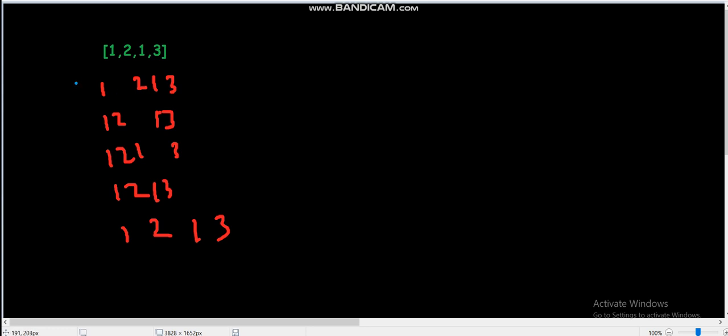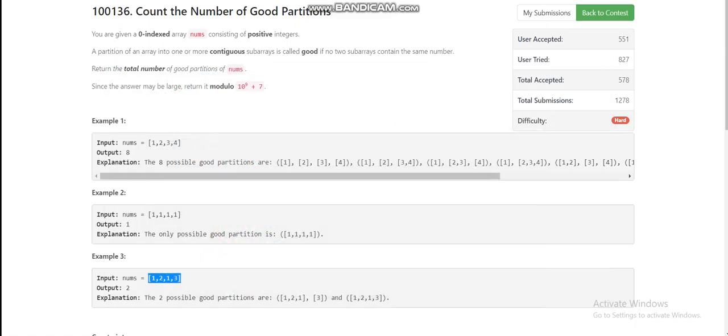The first partition contains 1 and the second partition contains 1, so these two partitions contain the same number, so this is not a good partition. For the second case also, the first and second partition both contain 1, so this is also not a good partitioning. For the third example, the first partition and second partition contain distinct integers, so this is a good partition. For the fourth one, there is only one partition, so this is also a good partition. For the fifth case, the first and the third partition contain 1, so this is not a good partition. So the total number of good partitions for this array is only 2, so our answer will be 2.